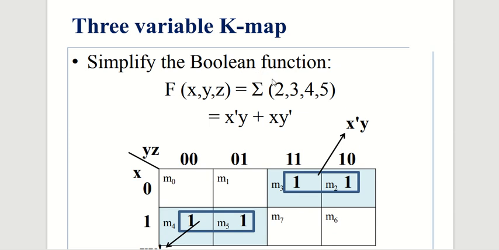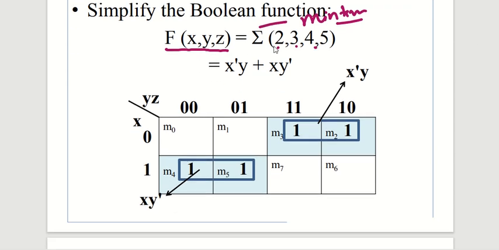So suppose we are given any function f that has 3 variables x, y and z. The function is given as summation of 2, 3, 4, 5. Again sum is showing you minterm values. So we are discussing the minterms part. Here just see carefully that it is m2, m3, m4 and m5. Now we have to find the adjacent square pairs. So here one pair is here, one pair is here.